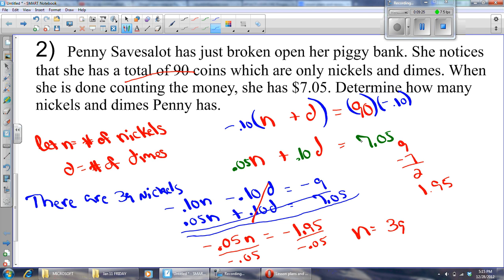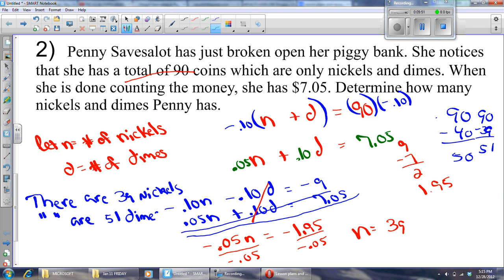Now, if there's 90 coins total, 90 minus 40 would be 50, right? So 90 minus 39 would have to be one more, would have to be 51, right? Because I took one less away, so I have one more left. So then I could say 51 dimes. And there you go. All right, pretty simple problem, easy to check.